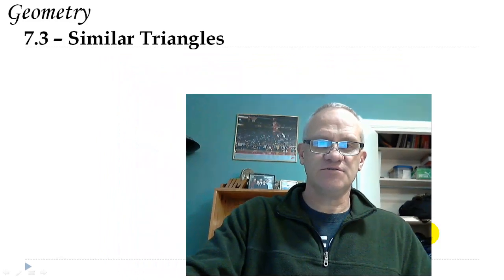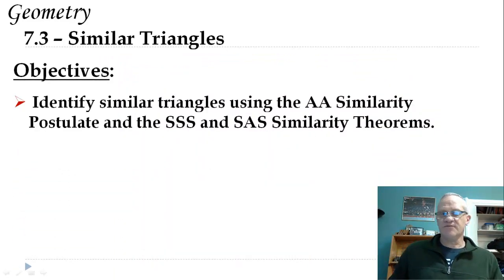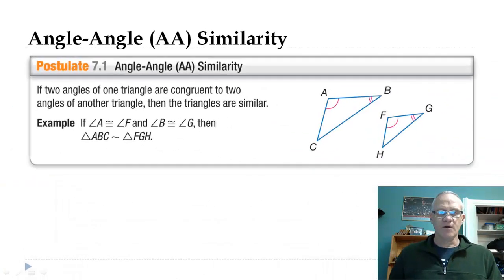Anyway, we're in section 7.3 today. Similar triangles. All right, so let's take a look at what we're going to do today. We're going to identify similar triangles using the angle-angle similarity postulate and the side-side-side and side-angle-side similarity theorems. Those should sound kind of familiar. We talked about those when we were talking about congruence. And then we're going to use similar triangles to solve problems. Okay. All right. First of all, angle-angle similarity.